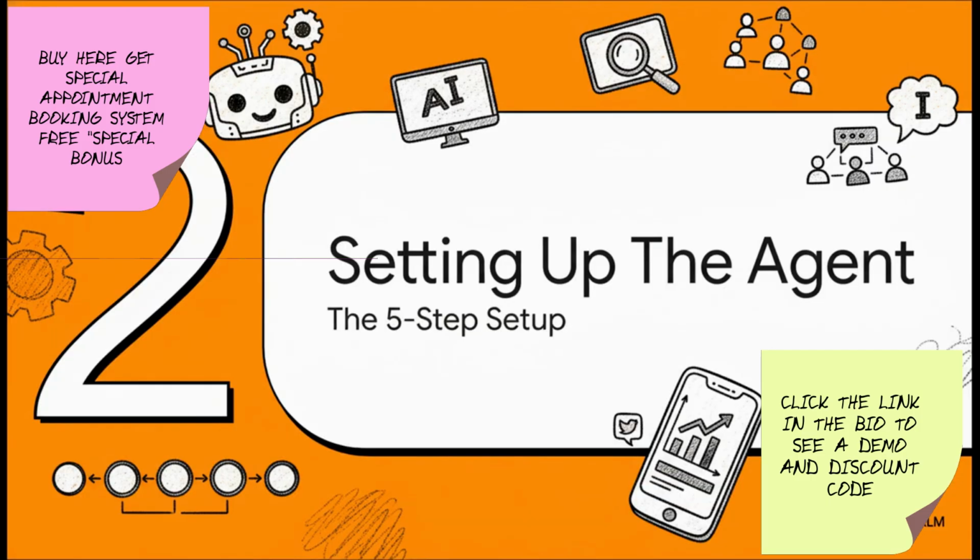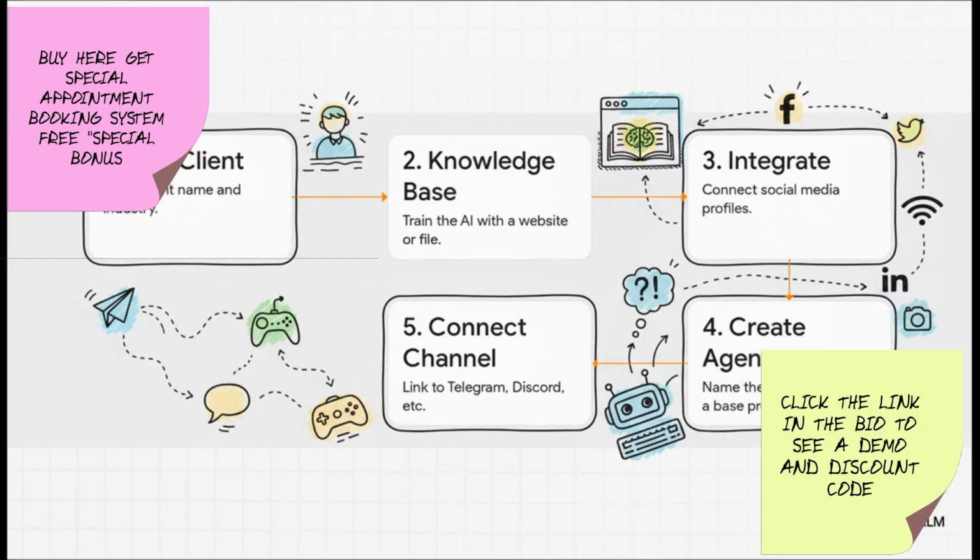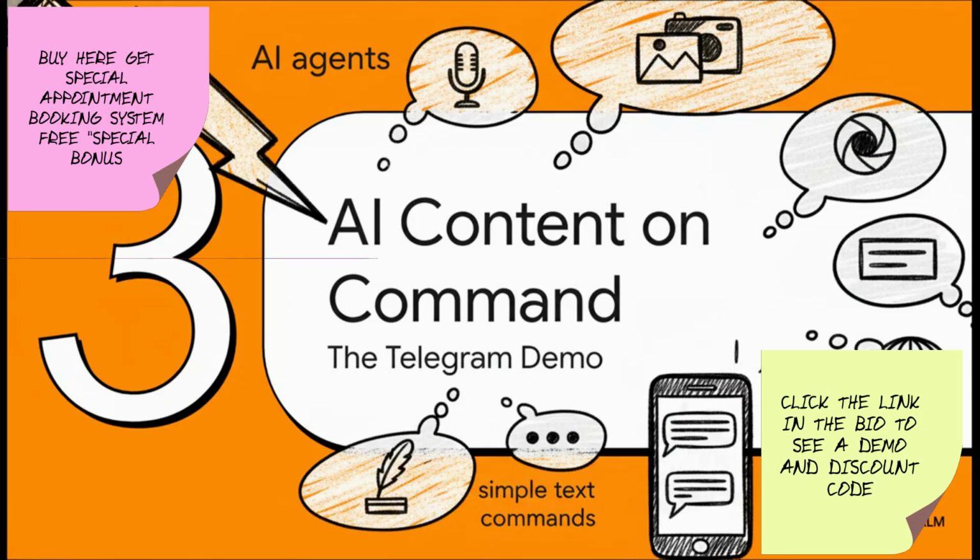But how do you actually get an AI like this up and running? The review walks through what looks like a surprisingly straightforward setup process. Let's take a quick look. So it's basically a 5-step dance. First, you create a profile for your client or brand. Then you give the AI a knowledge base, like, say, your website, so it can learn your voice. Then you connect your social accounts, give the agent its first set of instructions. And finally, you link it all up to your chat app. Simple as that.